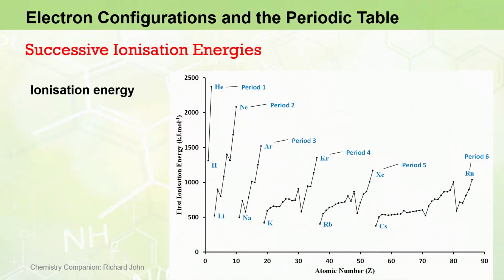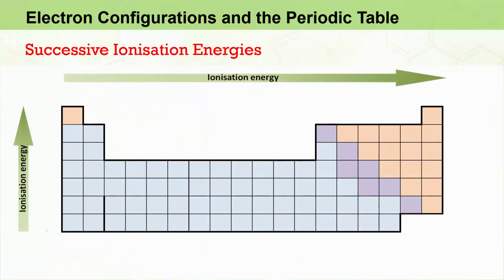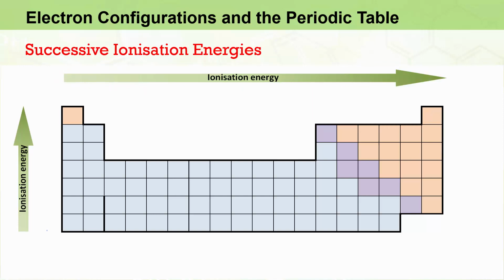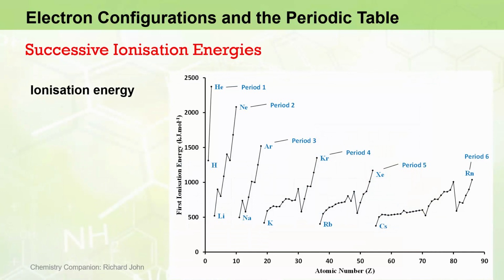Previously, we used this graph to show the ionization energy values for the first 86 elements, from hydrogen, number 1, to radon, number 86. And we saw that the general trend in ionization energies was that they increased going from left to right across a period and increased from bottom to top going up a group. The ionization energy shown in this graph are values for the first ionization energy.